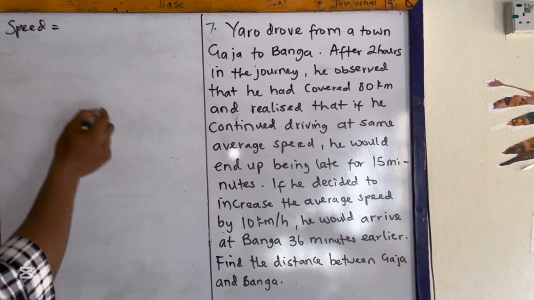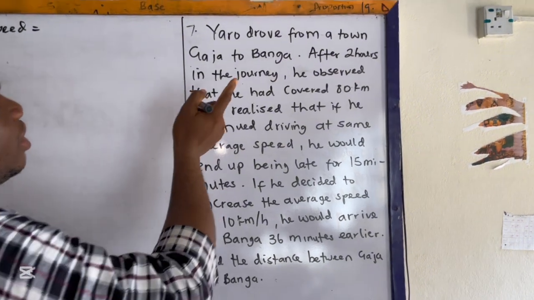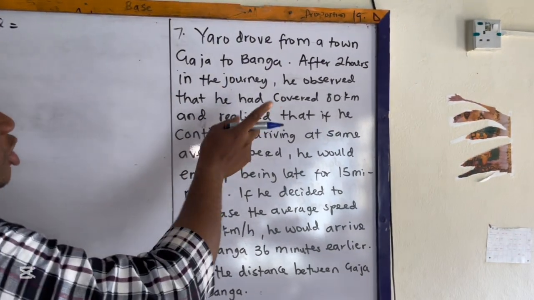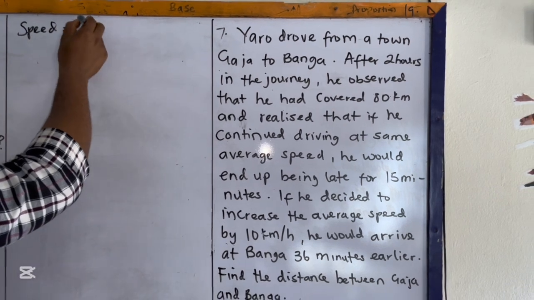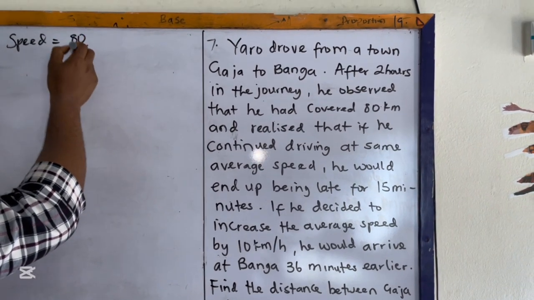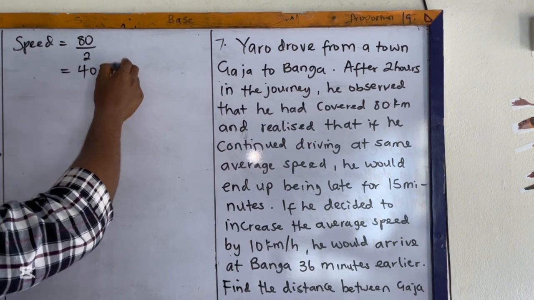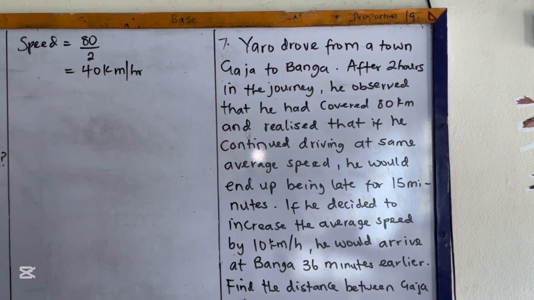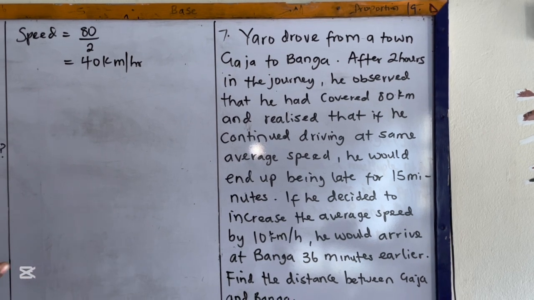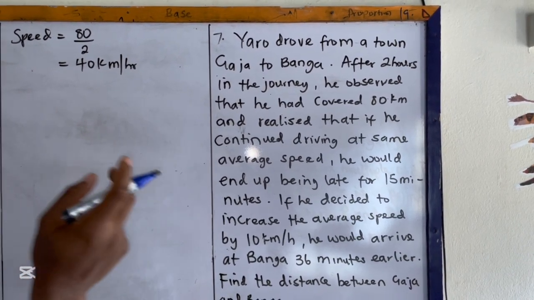For the first one, after 2 hours in the journey, you observed that he had covered 80 kilometers. So the speed he used was the distance, 80, over the time, 2 hours, that will give us 40 kilometers per hour. It therefore means that he used 40 kilometers per hour in the first part of the drive.